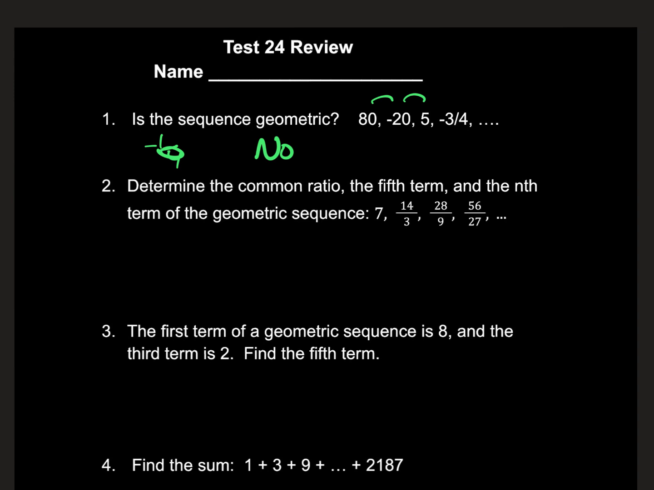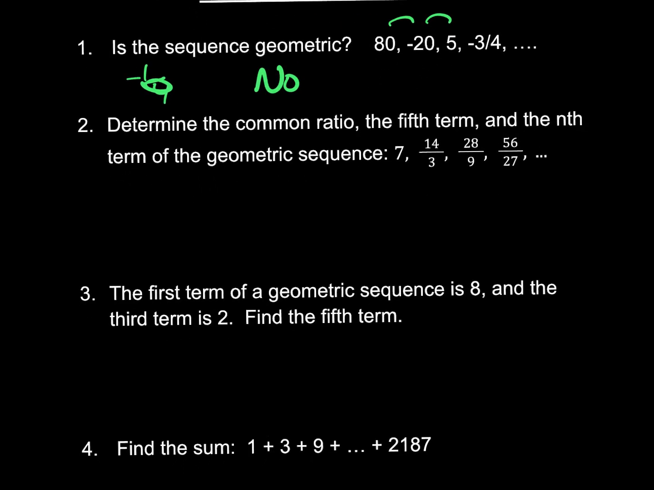Number two, determine the common ratio, the fifth term, and the nth term of that geometric sequence. So they're telling you this was geometric. Remember, to find r, all we do is put the second term over the first term. So I'm going to put 14/3 over 7, like this. 14/3 divided by 7. You can punch it in your calculator if you want to, but I'm thinking keep, change, flip right there. So 14/3 times 1/7, which ends up being 2/3. So that's my r, which is the first thing they asked me for.